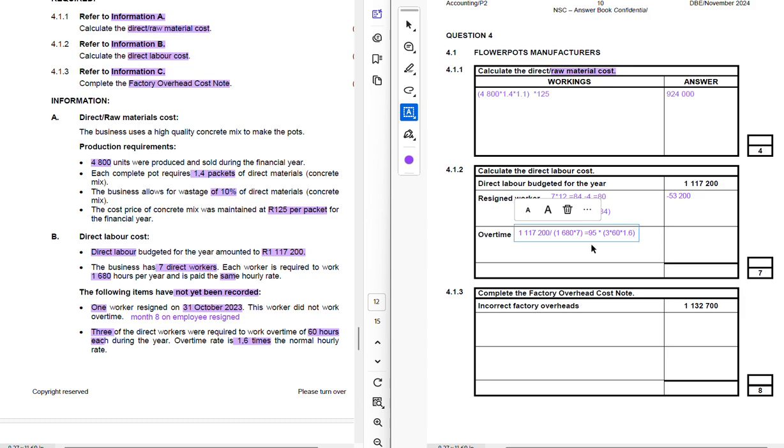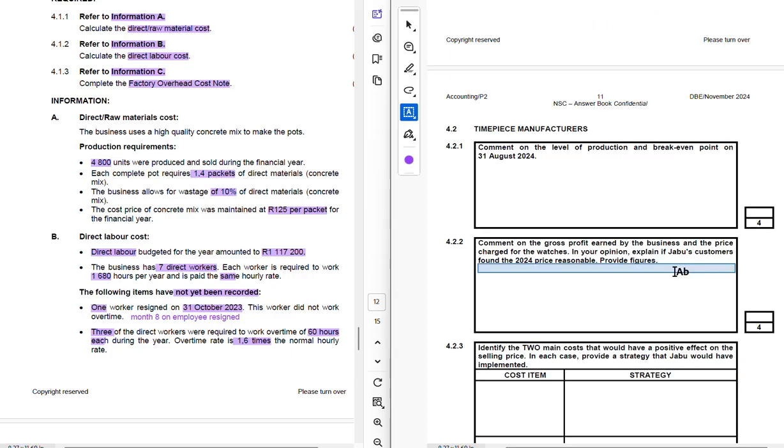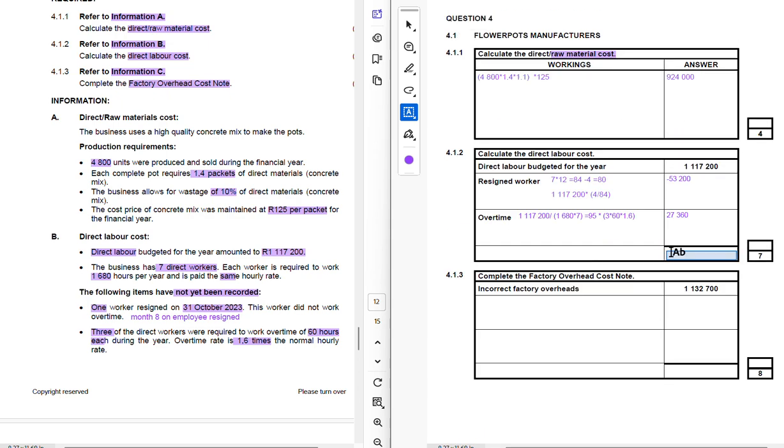Now, if you take 95, and multiply by 3 times 60 times 1.6, the answer you are going to get is 27,360. So the company was supposed to pay an extra amount on the initial budget of 1,117,200. Then the revised direct labor cost should be 1,091,360. If you have shown all the amounts that I've shown here, you would have gotten a total of 7, and here you would have gotten a total of 4.